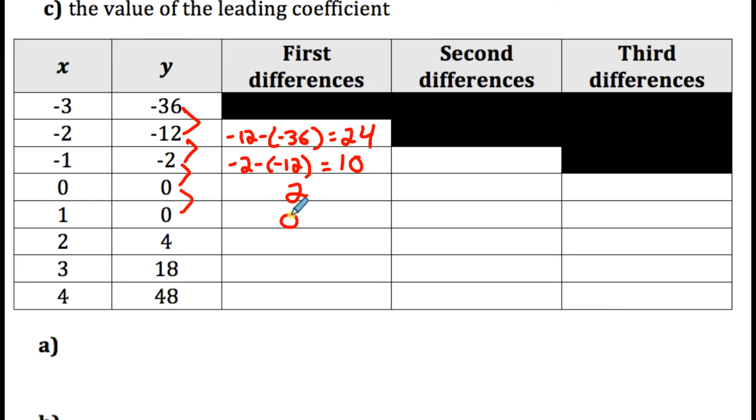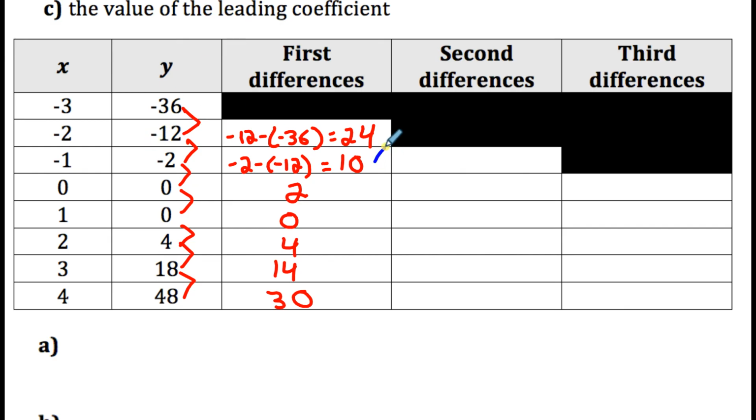0 minus 0, which is 0. 4 minus 0, which is 4. 18 minus 4, which is 14. And 48 minus 18, which is 30. So those first finite differences are not equal, so it's not degree 1. So we do the second column of finite differences.